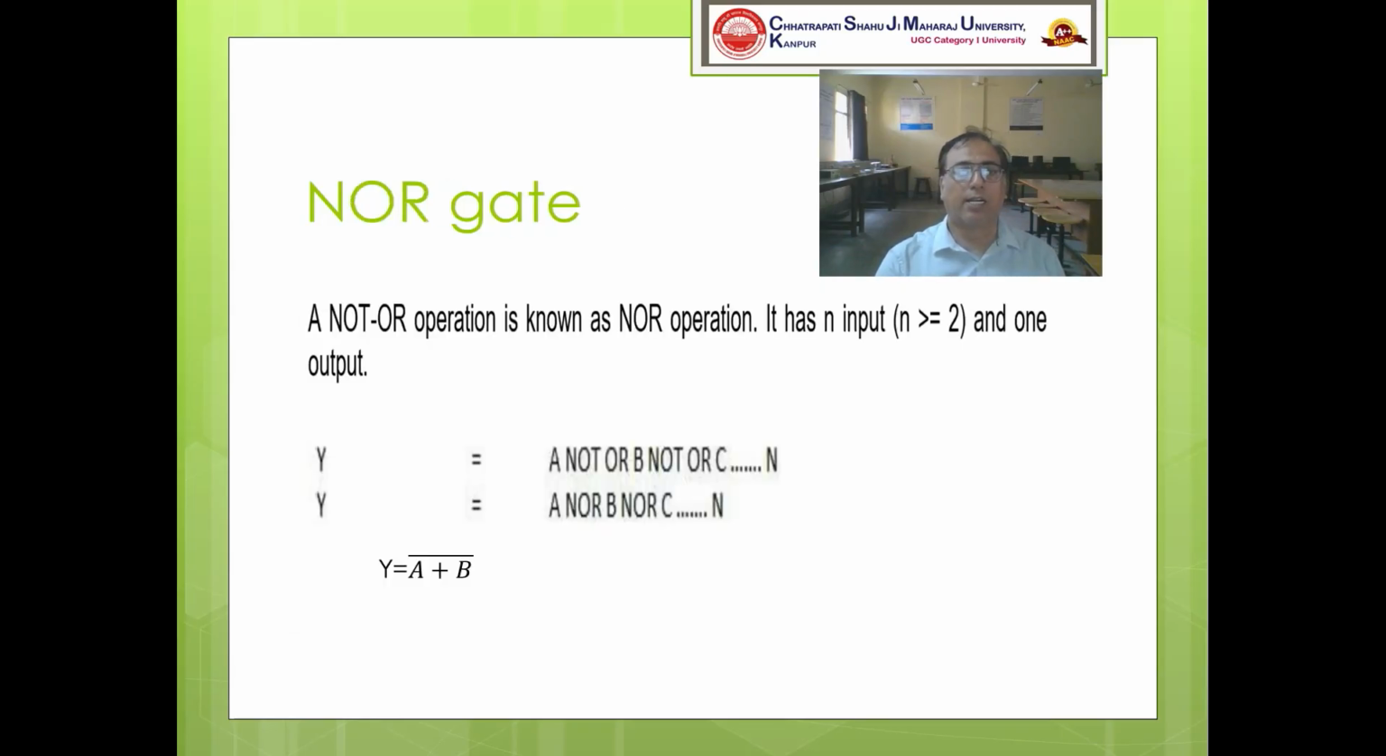The second universal gate is the NOR gate. The NOR gate is simply an inverted OR operation. In this we invert the OR operation, therefore it is known as the NOR operation. It again has inputs, which can be greater than or equal to 2, and one output. It can be written as A NOR B, NOR C, and so on till n, or for two inputs we can simply say that Y is equal to (A plus B) whole bar.